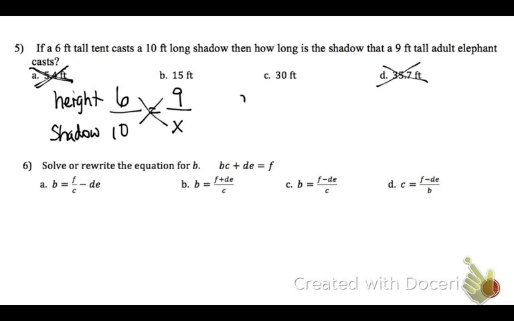So here we cross multiply. We get 90 equals 6x. Divide both sides by 6, and we get x equals 15. So our answer here was B.